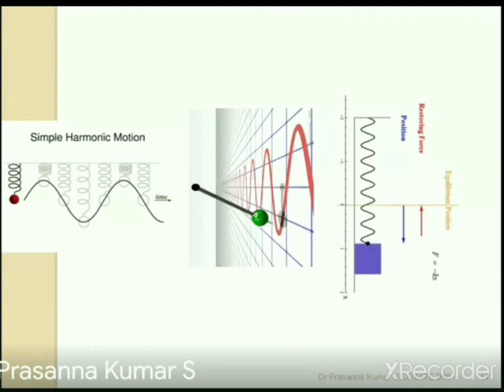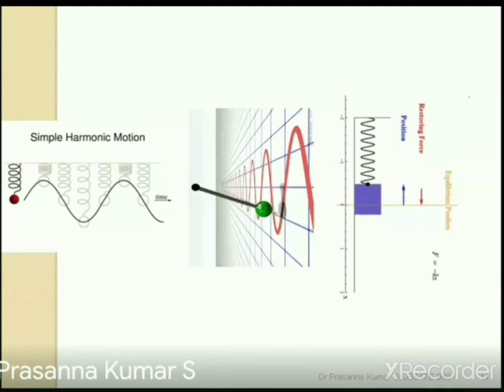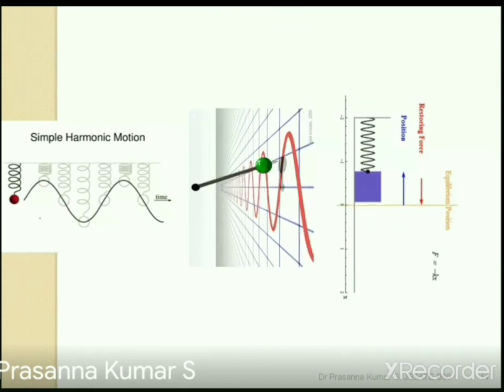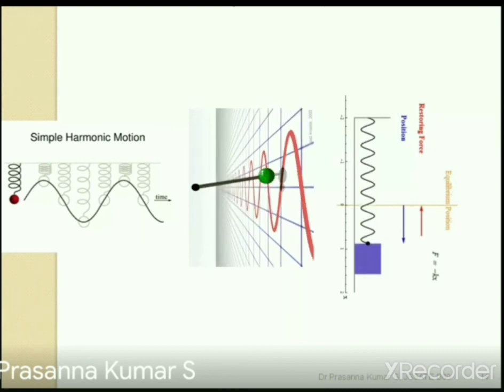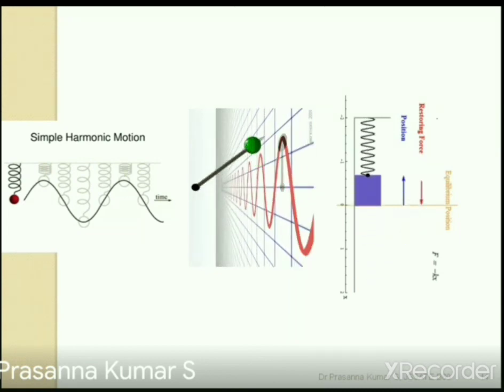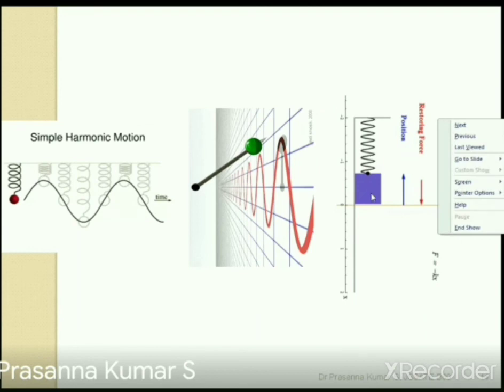See, I have given one more diagram example here. Look at this spring. It is moving up and down here, because of the restoring forces. So the motion of simple harmonic motion, as I already told you, can be represented by a sinusoidal wave, as in this diagram.